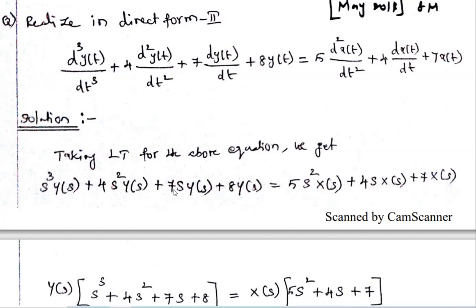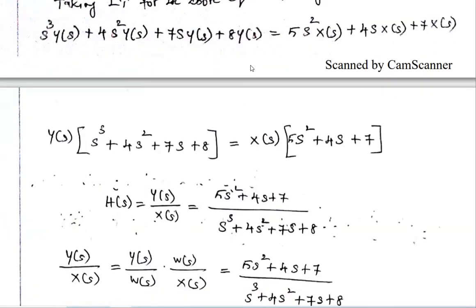Similarly, plus the constant 7 into dy of t divided by dt. The Laplace transform of 1 time differentiation is s into Y of s. Plus 8 into the Laplace transform of y of t, which is capital Y of s. Equal to, on the right side, the 2 time differentiation of the input signal x of t, whose Laplace transform is s squared into X of s. Similarly, 4 into s into X of s plus 7 into X of s. This is the Laplace transform of the entire equation.